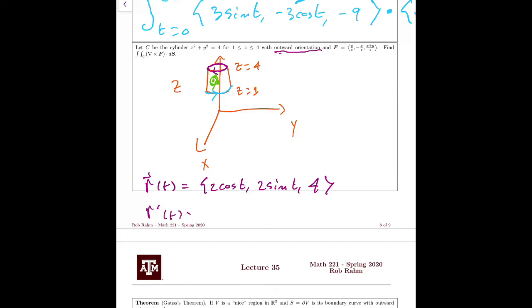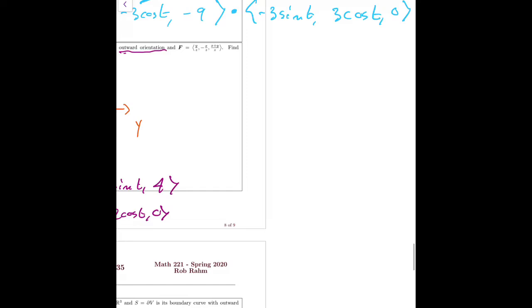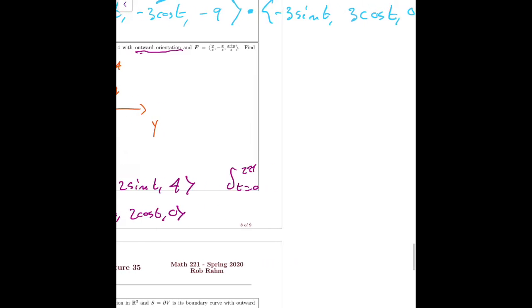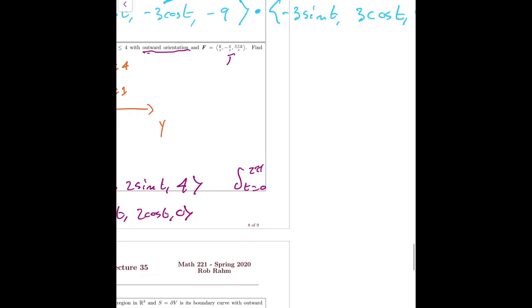And r prime of t is equal to minus 2 sine t, 2 cosine t, 0. Okay, so now when we compute the line integral, this is going to be the integral t equals 0 to 2 pi. This is f, so in the parameterization, x is 2 cosine t, y is 2 sine t, z is 4. So this is going to become, I'm just going to factor out the 1/4.